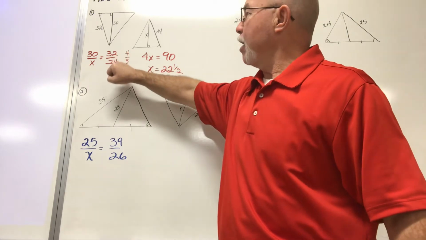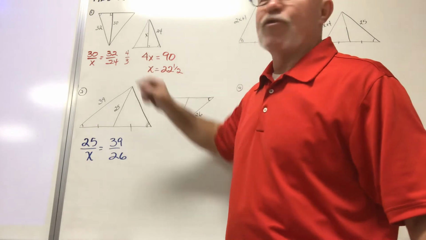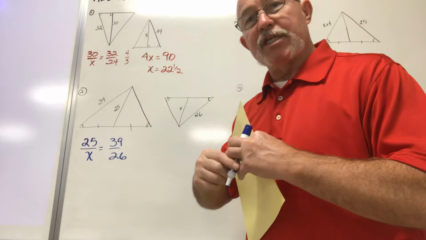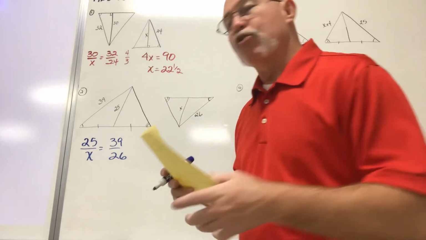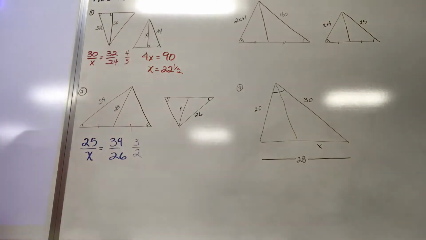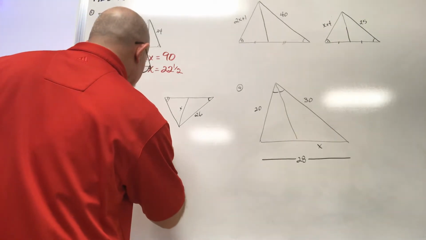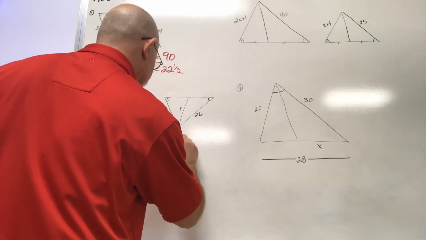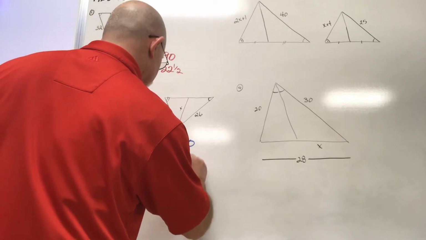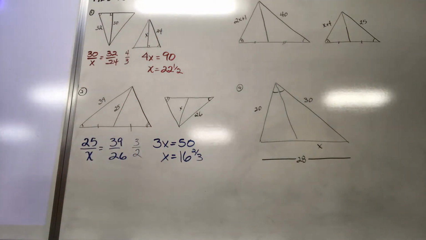Instead of having to multiply by 32, by 24, and then dividing, I've only got to deal with 4 and 3. Okay? Down here, 39 and 26. You'll notice both of those have 13 as a factor. So that gives me 3 over 2. Once again, easier numbers to deal with. Okay, and there's 16 and 2/3.